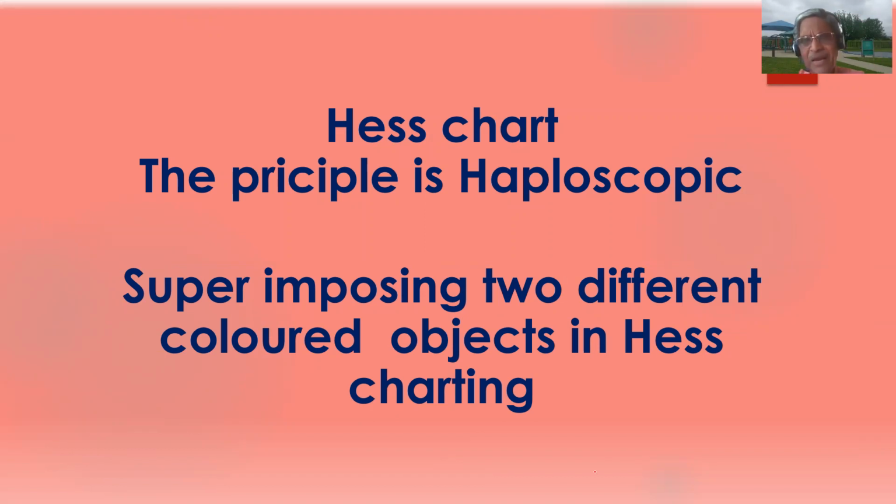Now I will take you to another one called Hess charting. What is Hess charting? Now you know the difference here? In diplopia charting, you have got a single object, you see two images, and you have to follow. Here also you are going to use red and green goggles only, the same goggles.